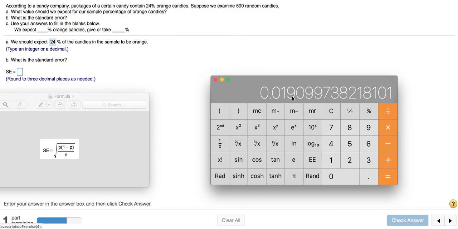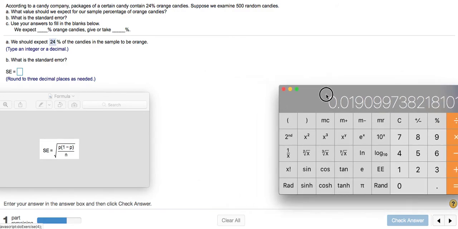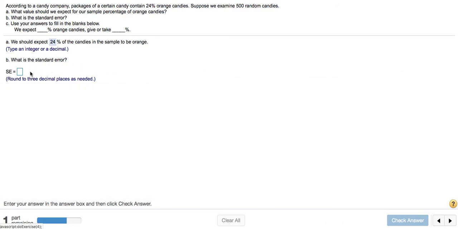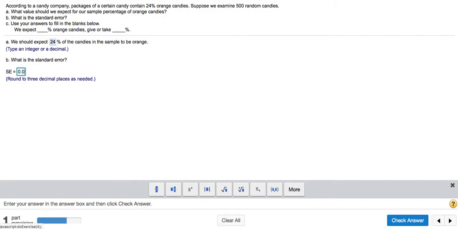It says to round this to 3 decimal places, so that would be 0.019. All right, so that was 0.019.